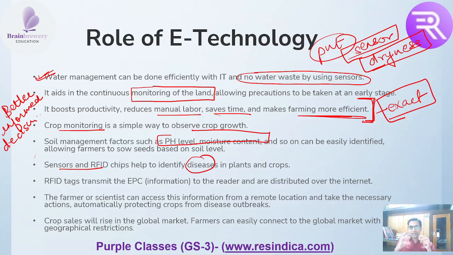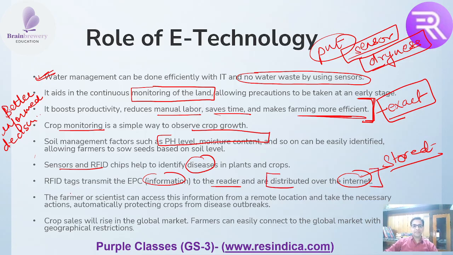Then, based on these things, we will be able to identify these diseases, and early resolution of the disease can happen for plants and crops. Okay, so RFID transmits the information to the reader and distributes it over the internet, and this will be stored as a database. Since this information will be stored at certain places, the farmer or a scientist can access it in the future and take informed decisions.